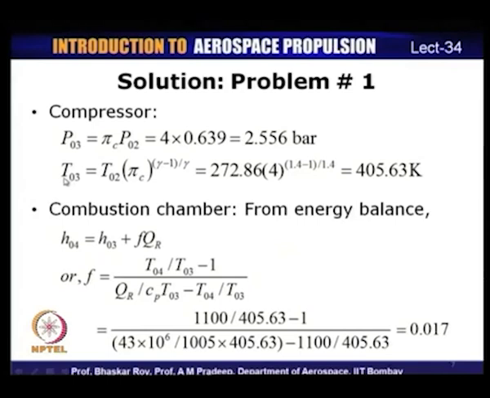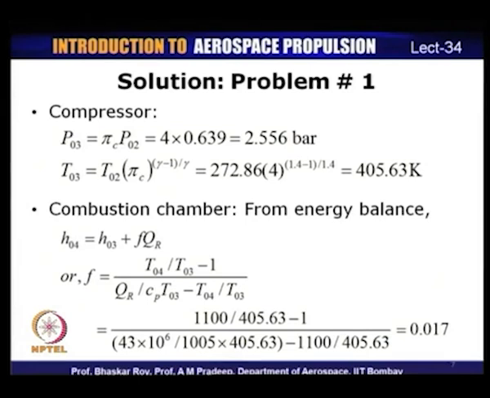Compressor exit stagnation temperature is T02 into pi c, which is the compressor pressure ratio raised to gamma minus 1 by gamma. So, this is equal to 272.86 into 4 raised to 1.4 minus 1 by 1.4. So, this temperature comes out to be 405.63 Kelvin. So, we have calculated both the compressor exit stagnation pressure as well as the exit stagnation temperature. We also know the combustion chamber exit stagnation temperature, which is the turbine inlet temperature.